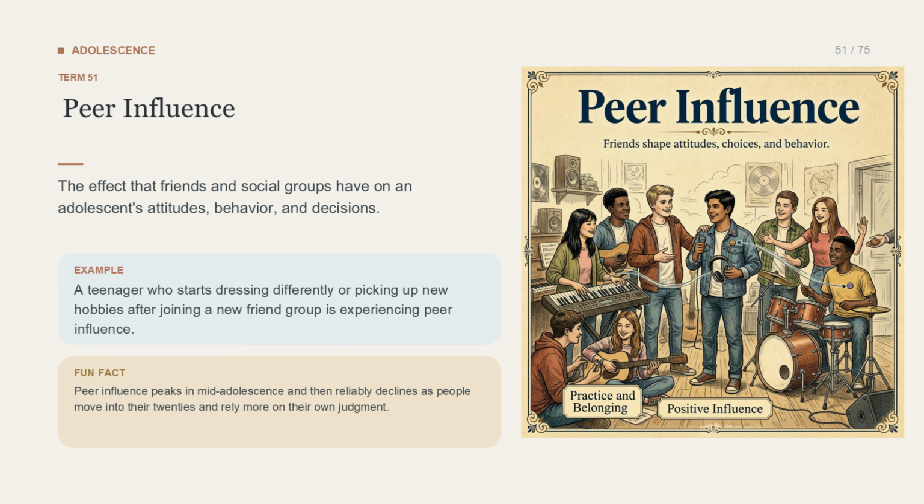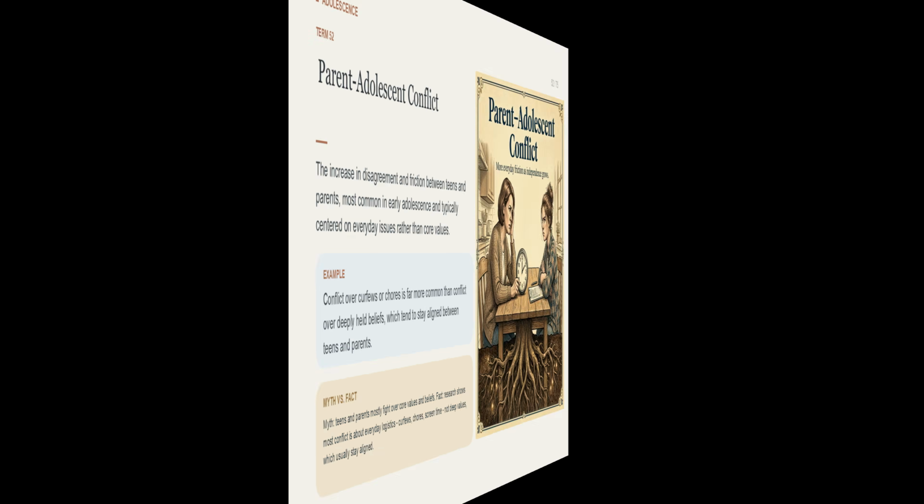51. Peer influence. Peer influence is the effect that friends and social groups have on an adolescent's attitudes, behavior, and decisions. Here is one way this might look. A teenager who starts dressing differently or picking up new hobbies after joining a new friend group is experiencing peer influence. 52.